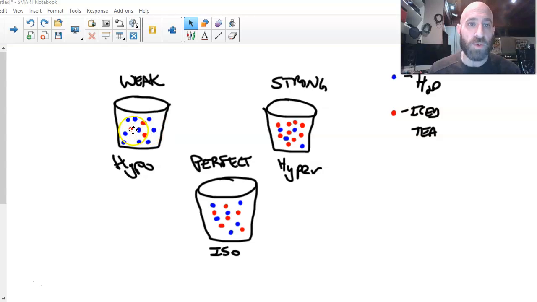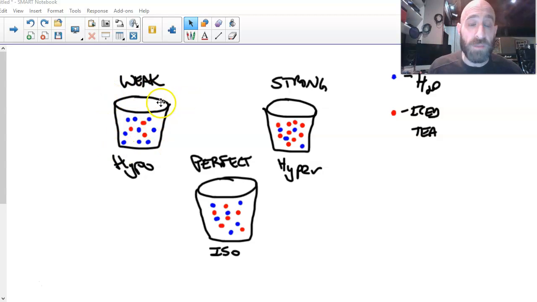If you take a look at this first one, I only have 3 red dots and a whole bunch of blue dots. So this is going to be extremely weak iced tea. Why is it weak? Because there's more water than there is sugar, so it's going to be very dilute. And that means there's more water than solute, so more solvent than solute. That is what we call hypotonic. Hypo means less, so it means less solute than solvent. It doesn't mean less water, and that's where a lot of people make a mistake. They see hypo and they remember less and they go, oh, less water. It's not less water. It's less solute. So it's actually more water.